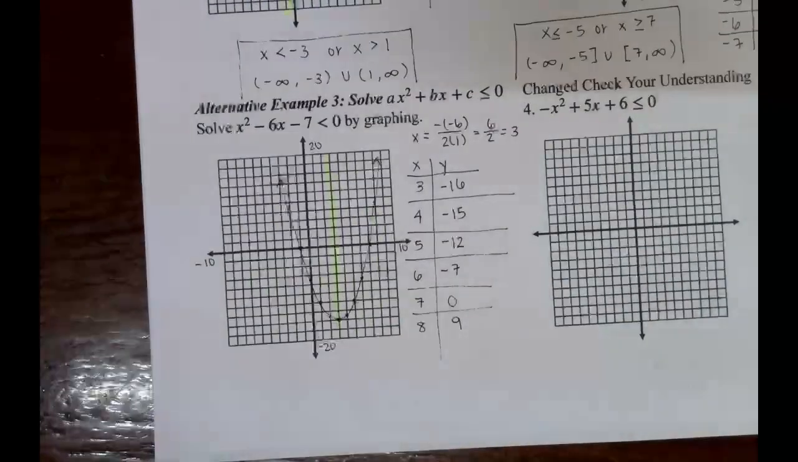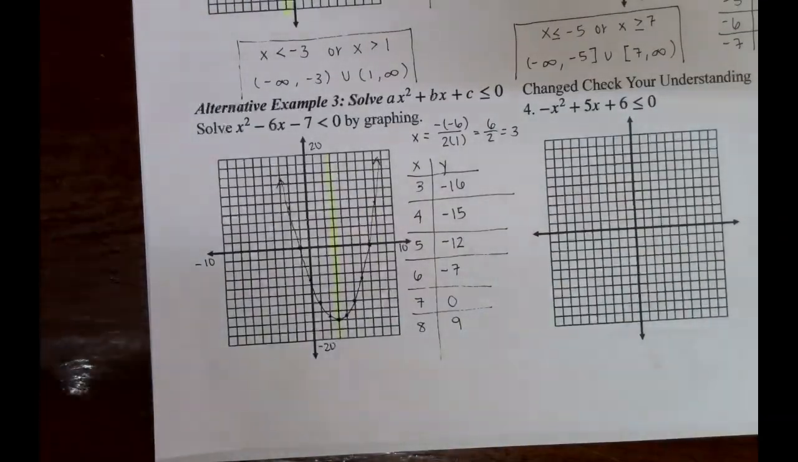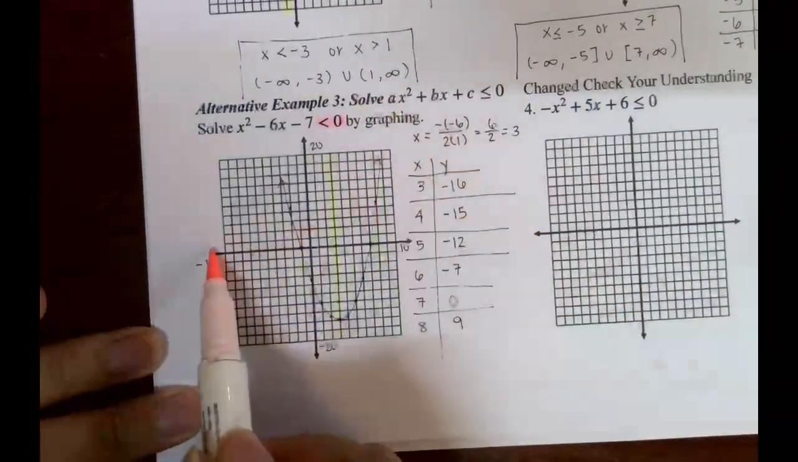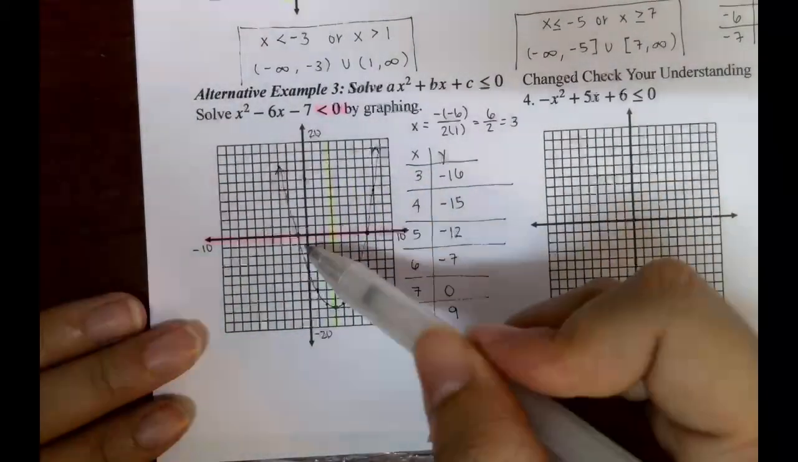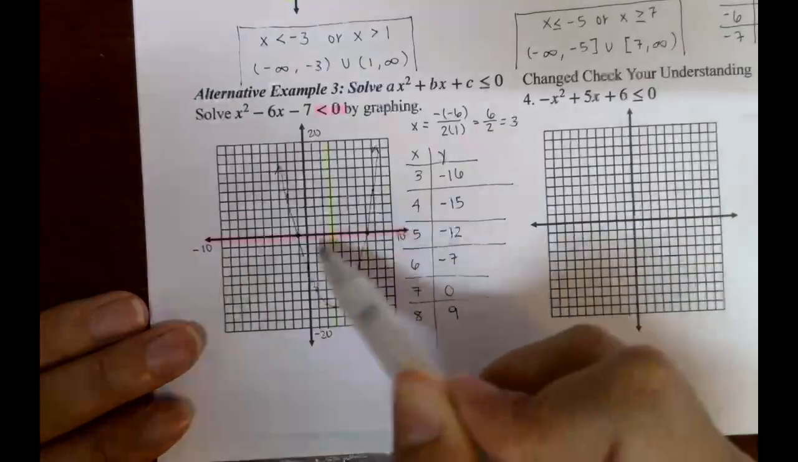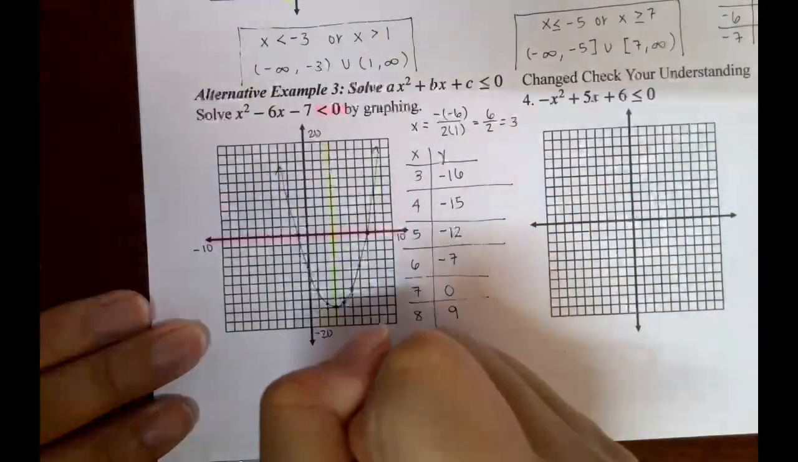And then here, so this time we want the values that are less than 0, so that means they will be below the x-axis. And so the parts that are less than 0 is here to here. So this is negative 1.